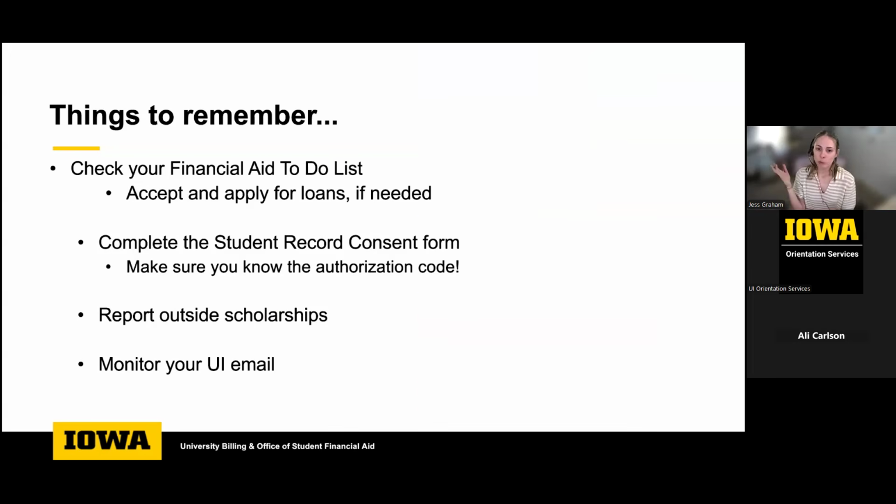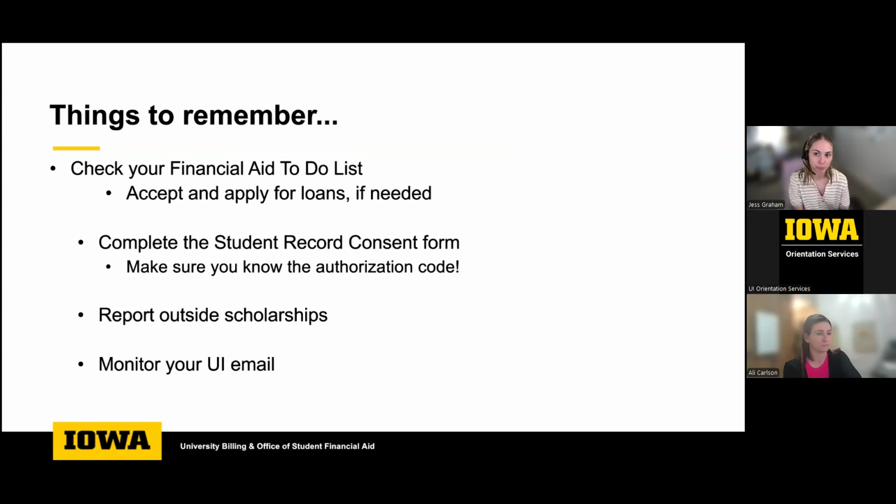And then lastly, just some reminders I want to leave you with. Check your financial aid to-do list. When in doubt, always log into your MyUI and check that to-do list. That's where we're going to ask for any documentation that we might need from you. That's where you can complete all the loan steps, including accepting them if you're going to borrow them, and completing the student record consent form. This is also, I believe, an item that would show on the financial aid to-do list. Make sure as the parent you are aware of what that authorization code is, because we will be asking for that authorization code before we disclose any specific information to you.